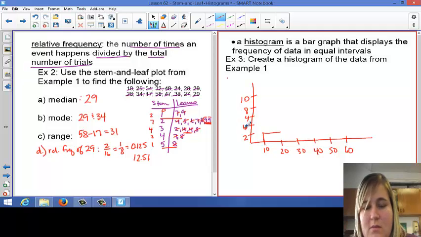I put those completely backwards. Can you see my dyslexia shining through right now? I apologize. Okay, so for this one, we need to be up to about here.